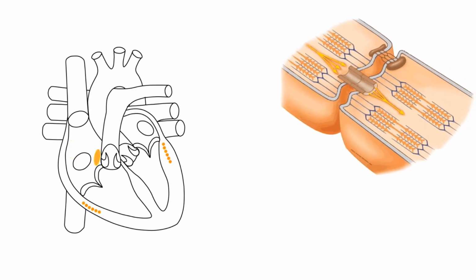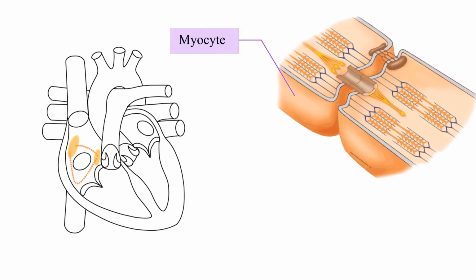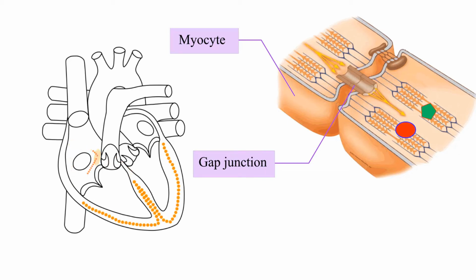Contractile cells of the heart, known as myocytes, are linked together by gap junctions that have an opening so the contents of the cytoplasm of one cell can travel to the neighboring cell. As a result, an action potential, or electrical current, is able to be spread from one cell to the neighboring cell through the gap junctions.